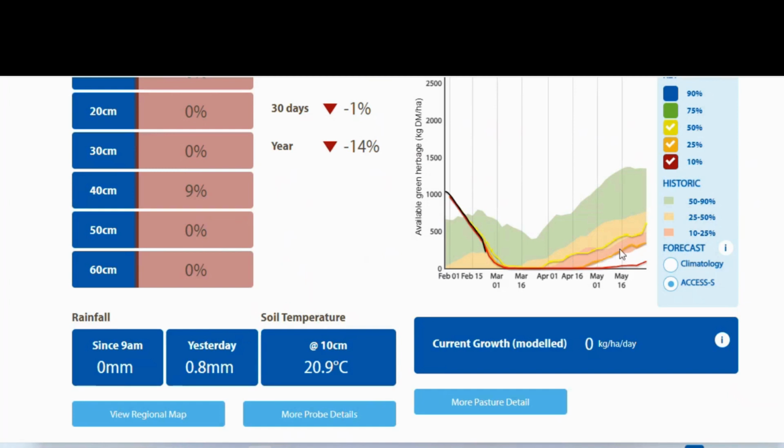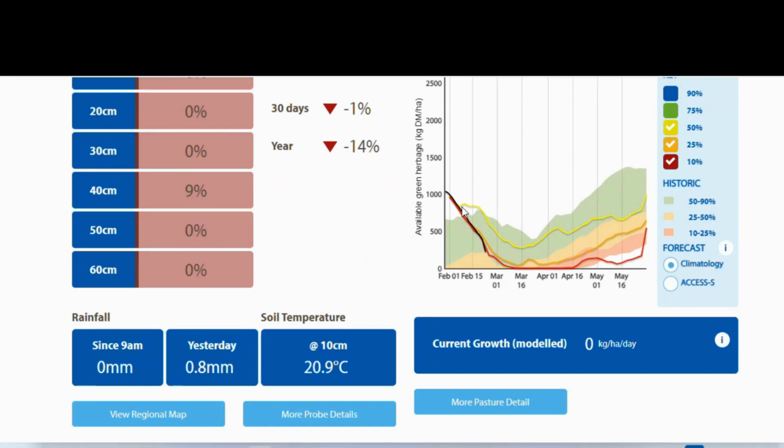In this particular case, we'll notice the 50% line here is travelling well below its historical cousin, as I say. The 50% line's travelling down at the 25% line. Red's right down here. I'm on Access at present. If I do climatology, that looks a bit better. So certainly at present, Access is dropping, is a lot more negative.